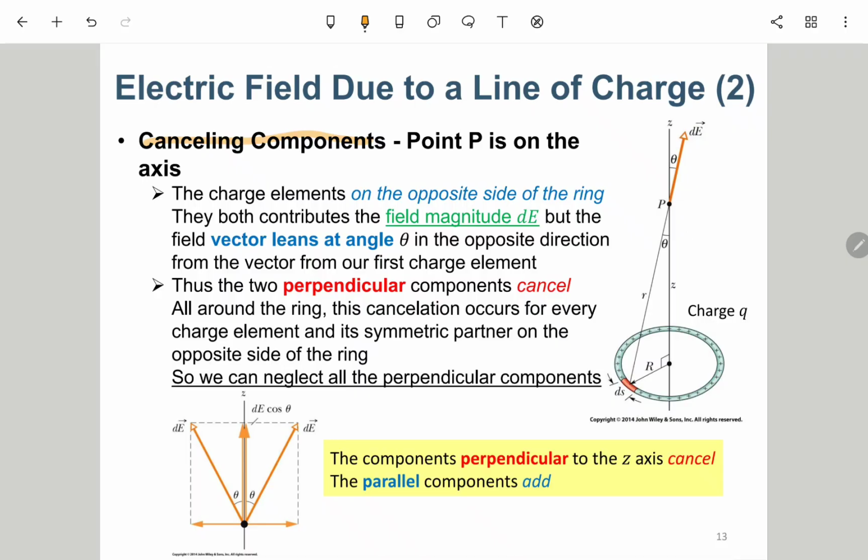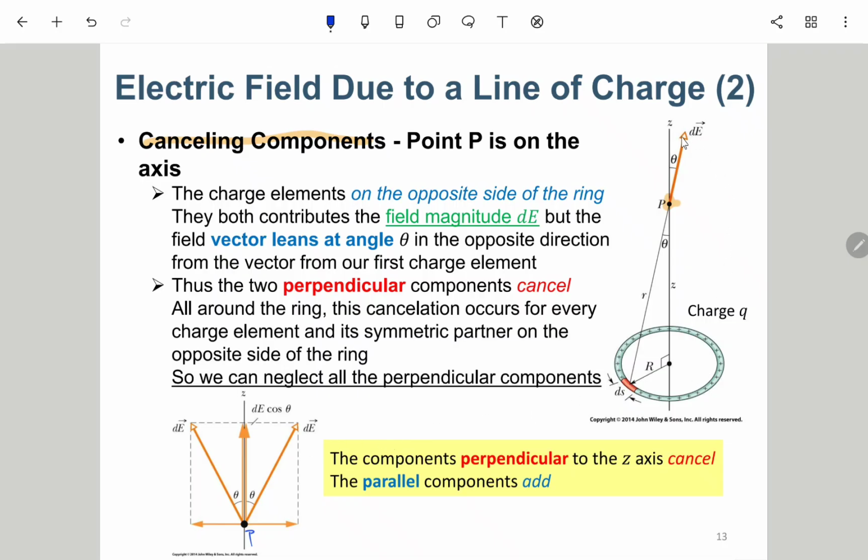Okay, this is the cross section, something like here, and then you can consider. So the center of the ring will be... this point P. Okay, the point P is actually here. So ds will generate the dE, pointing to this top right direction. We assume the charge is positive.